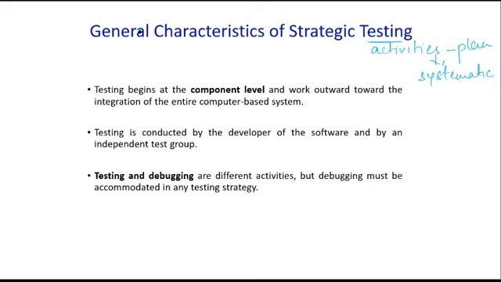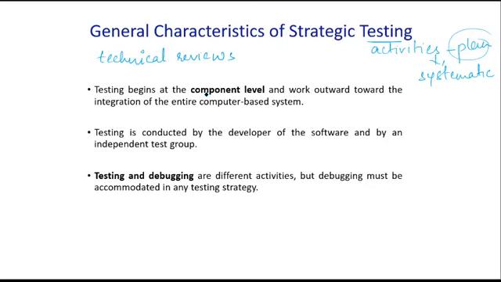Now, to perform effective testing, a software team should conduct different technical reviews. The main aim of conducting technical reviews is that you get to know what type of testing needs to be done. You can make an effective plan of testing if you conduct different technical reviews with the different teammates that are developing the software.